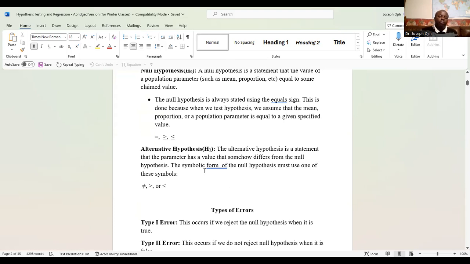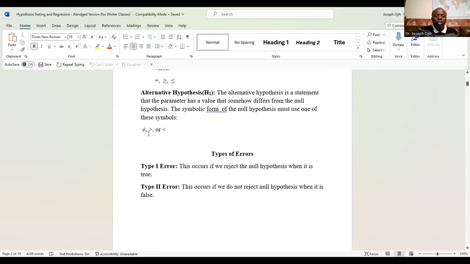And for that, in other words, the alternative hypothesis is a statement that the parameter has a value that somehow differs from the null hypothesis. So we use these symbols, not equal to, greater than, less than, to state the alternative hypothesis.